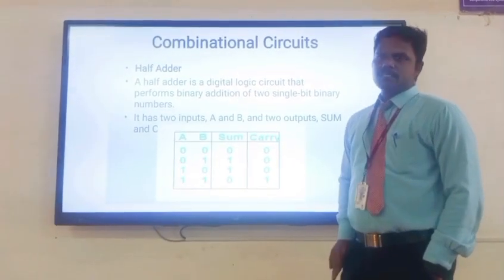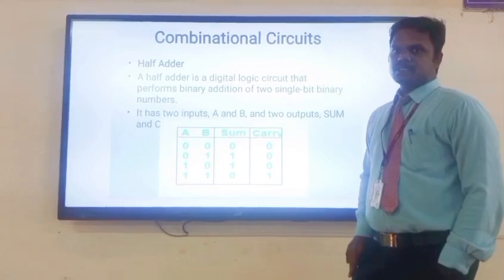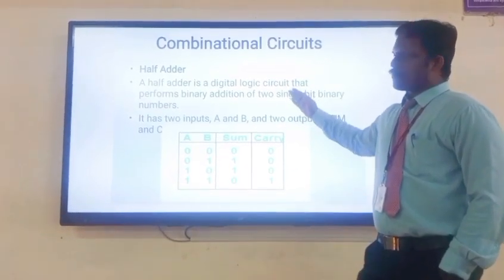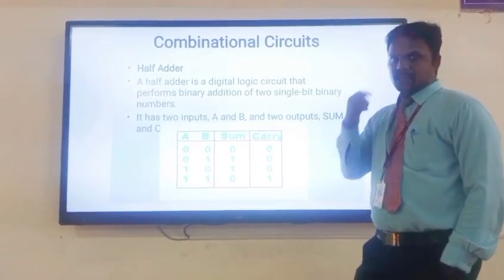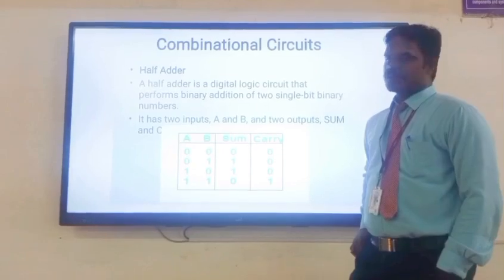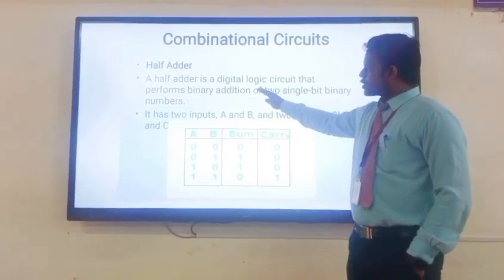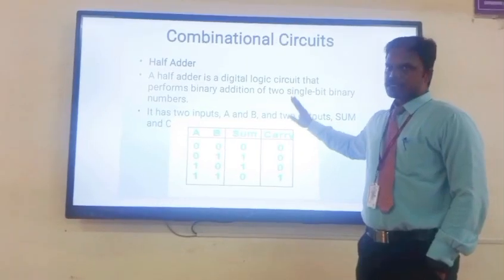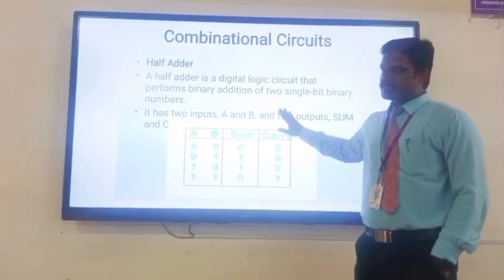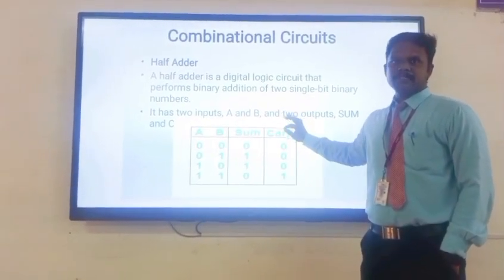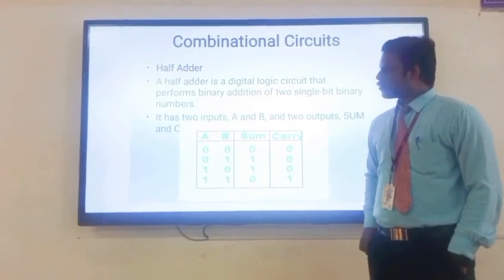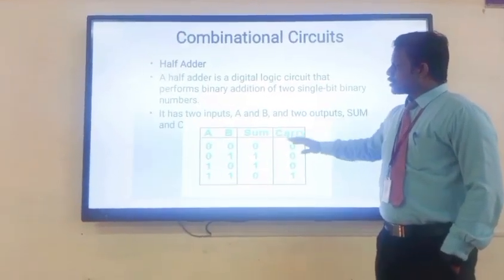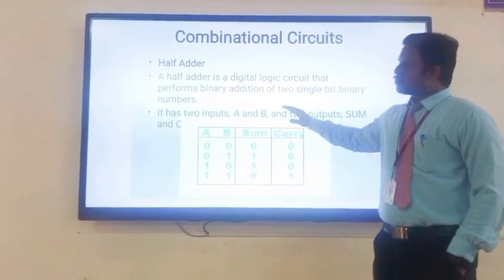In detail, we will see about combinational circuits. The first one is the half adder. From the name itself, we can explain what is meant by half adder. It is a digital logic circuit, a combinational circuit, designed by using logic gates to perform logical addition of two inputs. So this is the truth table of the half adder circuit.